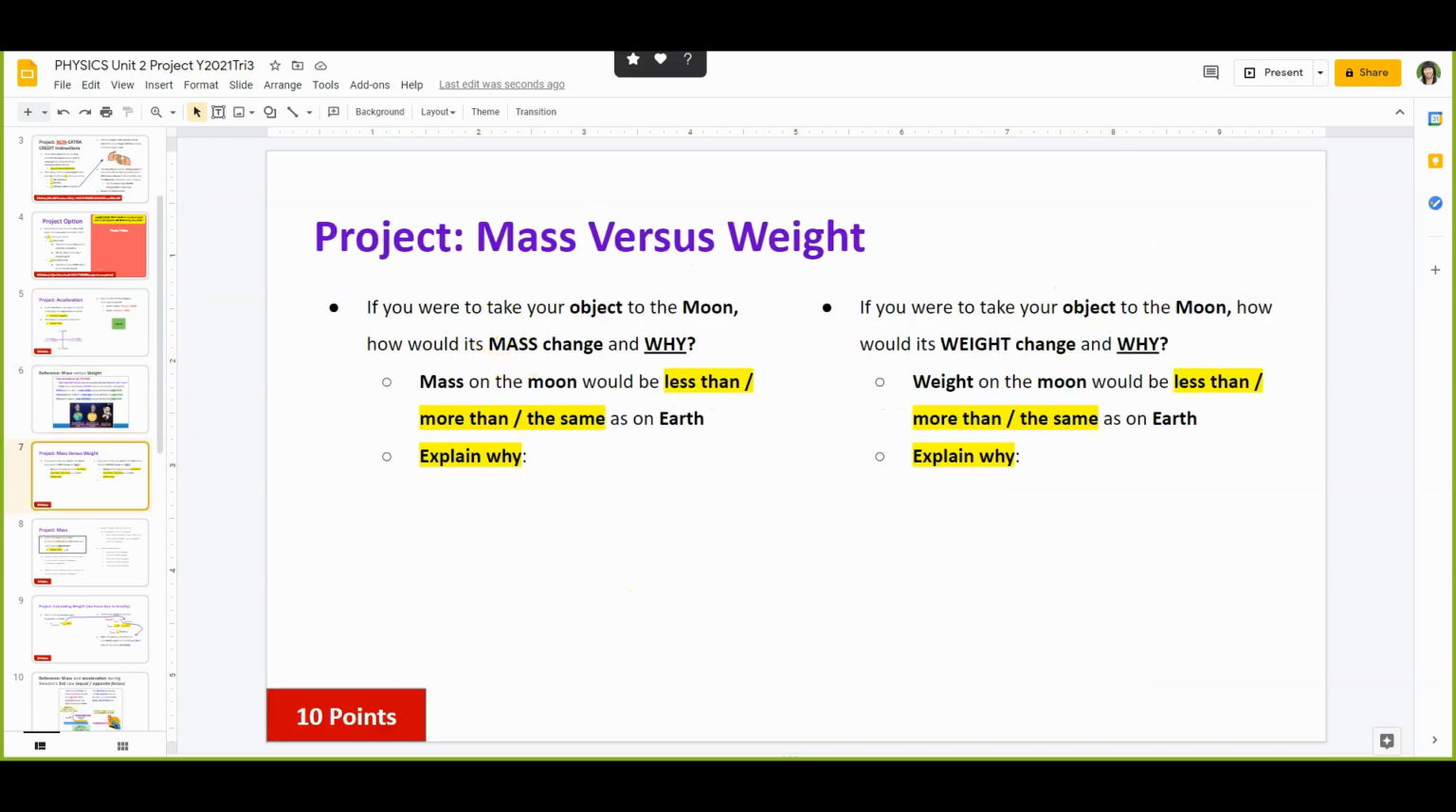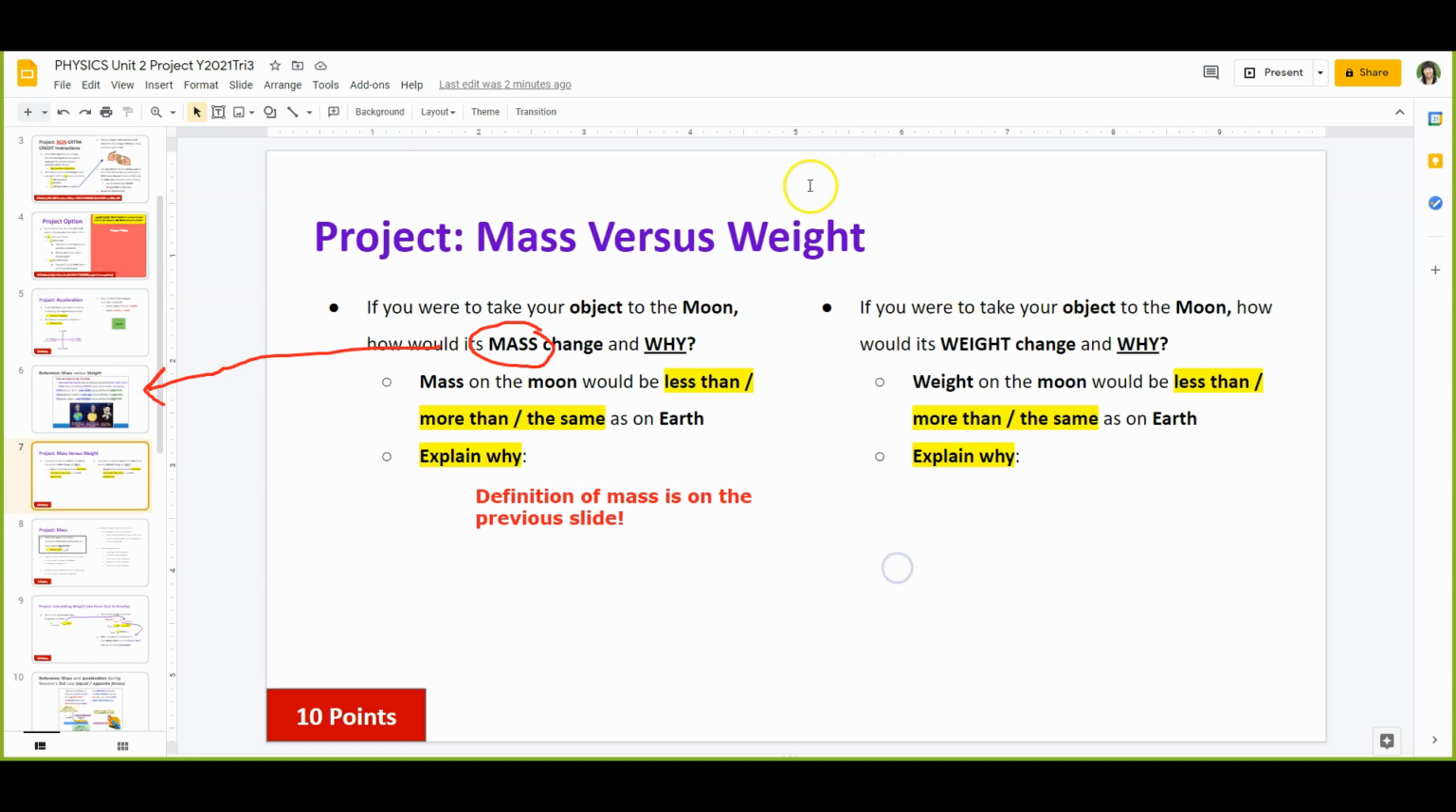Okay, so that should help you with slide number 7. It says if you were to take your object to the moon, how would its mass change and why? So based on what we just did on slide 6, you should be able to figure out your mass on the moon. Would it be less than, more than, or the same as on Earth? And explain why. And again, we have that definition on the previous slide.